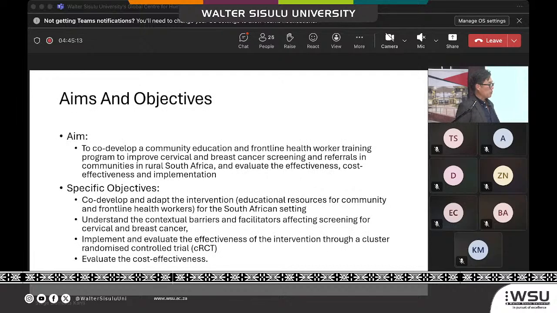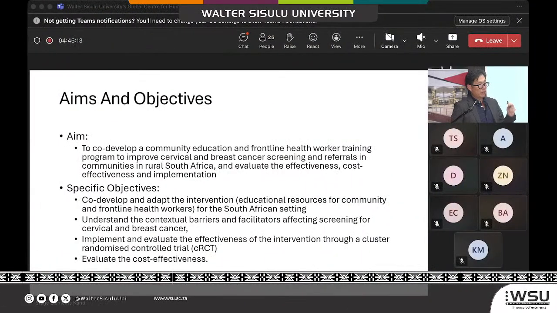So the aim of this study was to, as I said, co-develop a community education and frontline worker training program to improve cervical and breast cancer screening, and associated with that, referrals in communities in South Africa, so not just screening, but improving referral channels to care. And to evaluate the effectiveness, cost effectiveness and implementation of this program. So the specific objectives of this study would be to co-develop and adapt the intervention, to understand the barriers and facilitators of implementation, to then implement it through a cluster randomised controlled trial and evaluate its effectiveness, and then evaluate its cost effectiveness.